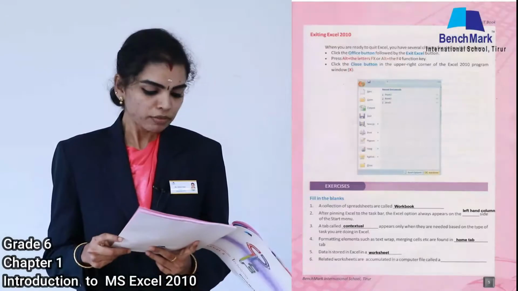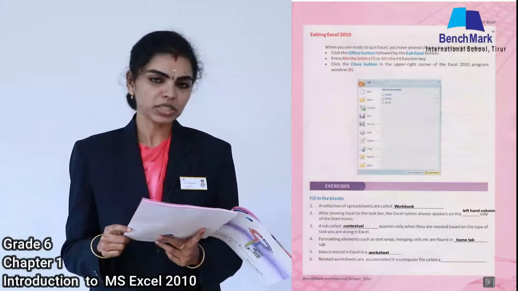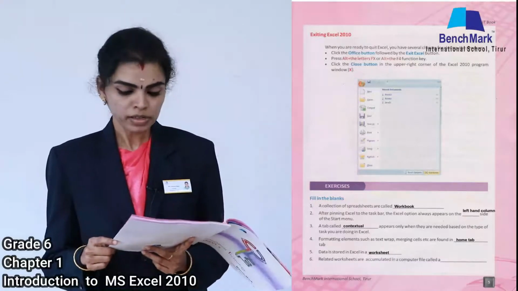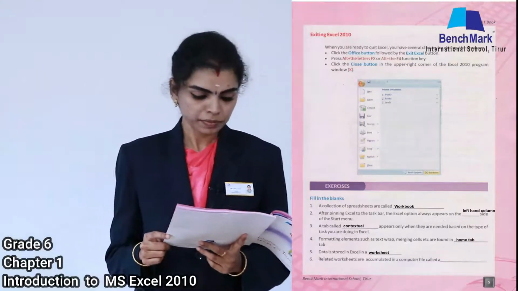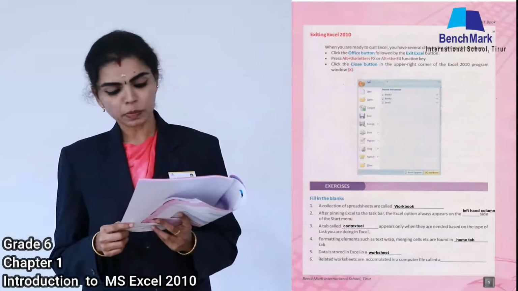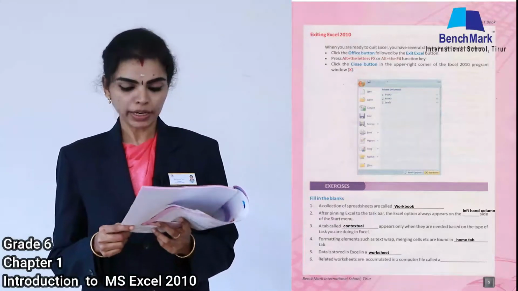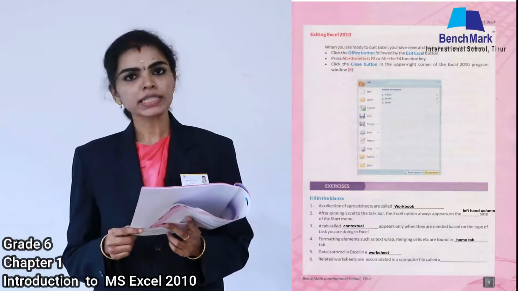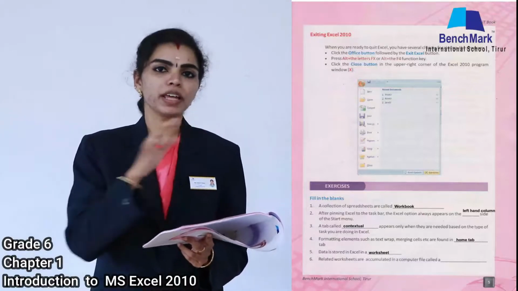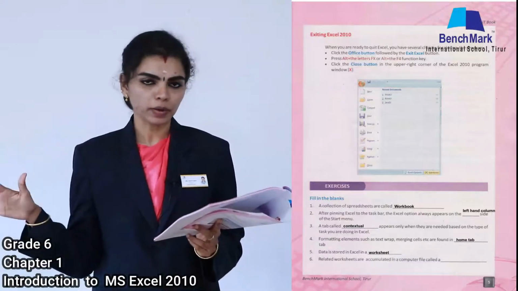Now let us move on to our book back exercise. Fill in the blank. A collection of spreadsheets is called a workbook. You need to write workbook. After pinning Excel to the taskbar, the Excel option always appears on the right side of the start menu. So our start menu will be there, and our Excel option will always appear on the right side.